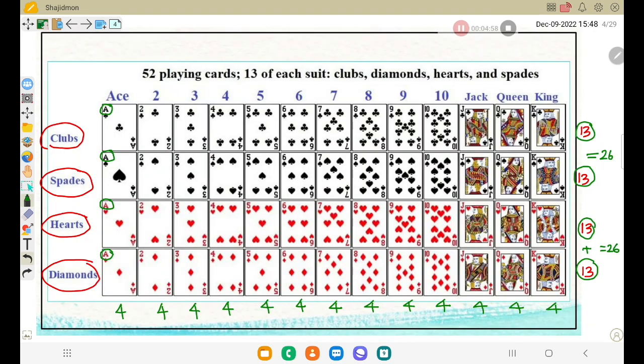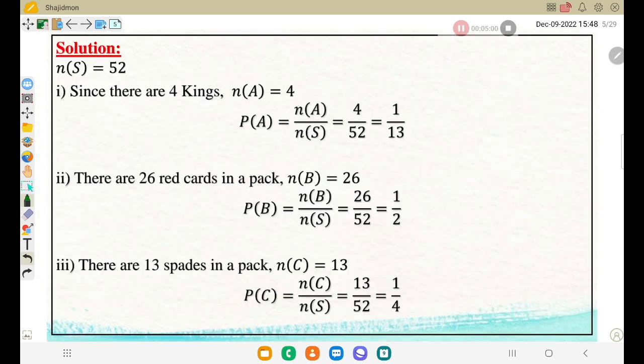First of all, there are 52 cards, correct? So how many cards are there in the sample space, or how many outcomes are there in the sample space? n(S), the number of elements of the sample space, equals 52, because we have 52 cards. Correct? One card only we are choosing, so there are 52 outcomes, okay, totally.